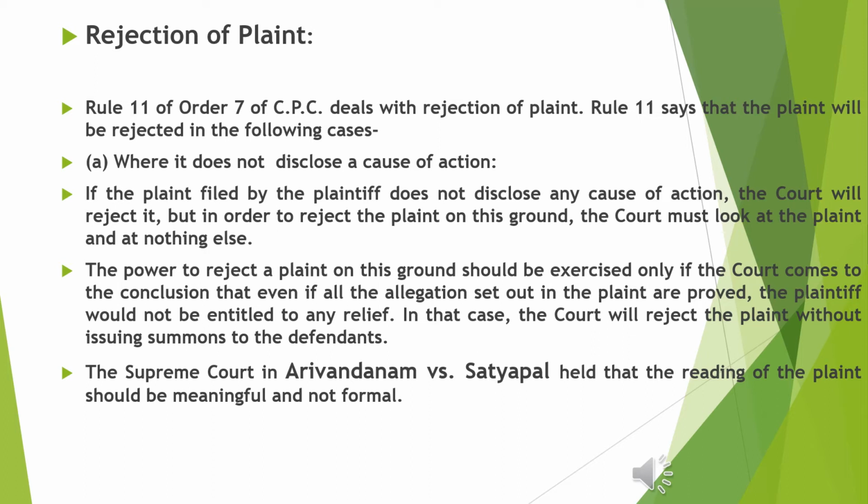Means, when the court is rejecting the plaint on the ground of the cause of action, it has to go through the contents of the plaint and come to the conclusion that there is no case on behalf of the plaintiff. Then only the court can reject on the ground of cause of action. The power to reject a plaint on this ground should be exercised only if the court comes to the conclusion that even if all the allegations set out in the plaint are proved, the plaintiff would not be entitled to any relief. In that case, the court will reject the plaint without issuing summons to the defendants.